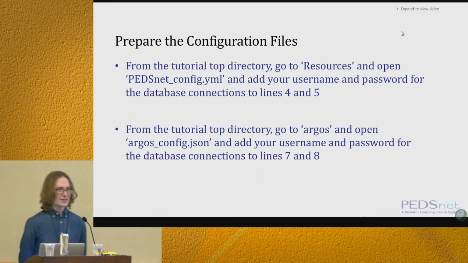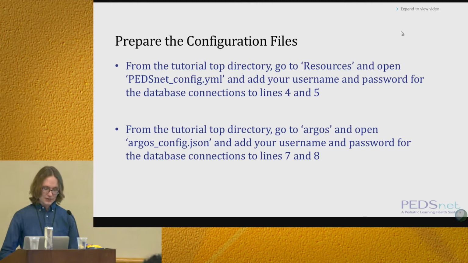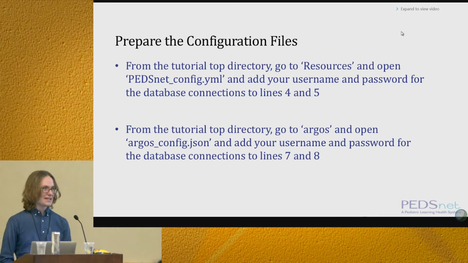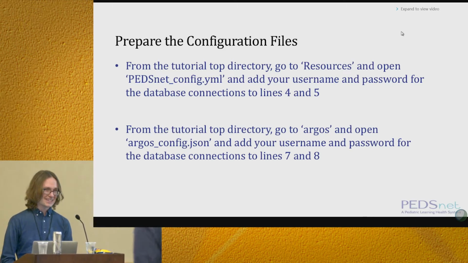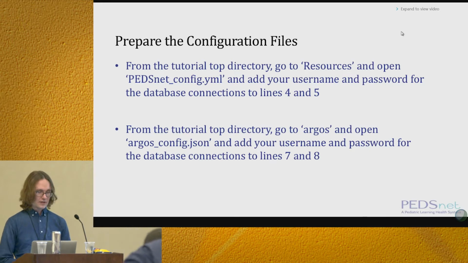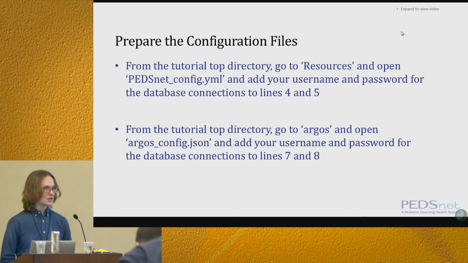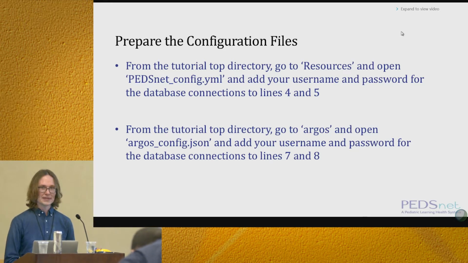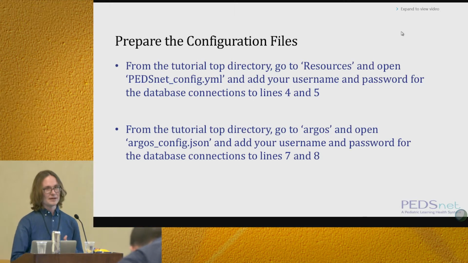So now, within the tutorial package that we just cloned, there's 2 files that need your credentials to connect to the database. One of them is under the resources directory, and it's called PEDSnet config.yaml.yml. You're going to have to edit lines 4 and 5 and put your username and password into them. Likewise, under the Argos directory coming from the top of the tutorial package, you're also going to have to edit this Argos config.json file on lines 7 and 8.